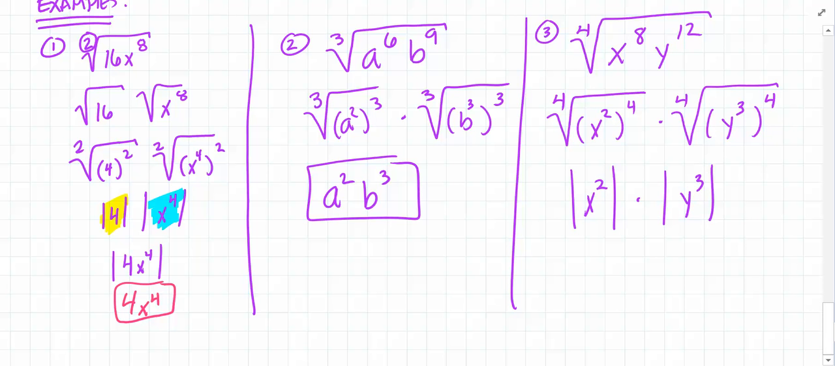Now let's look at these two statements together. The absolute value of x squared, is that always going to be x squared, sometimes going to be x squared, never going to be x squared? It's always going to be x squared no matter what x is, right? So this is x squared, and I keep the absolute value on the y to the third, because that part ensures we have the positive root when y cubed is negative.